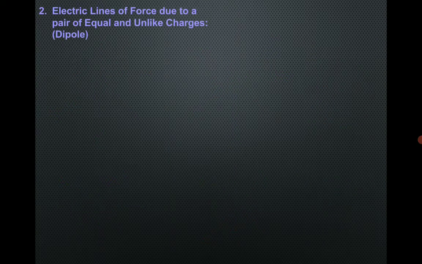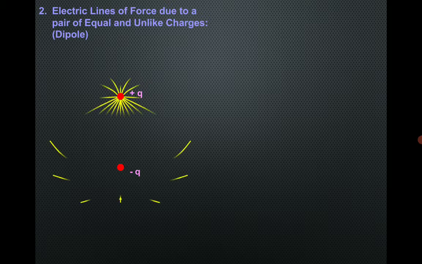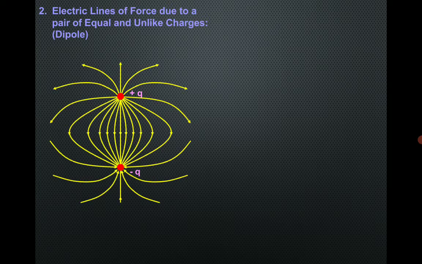Next, electric lines of force due to a pair of equal and unlike charges, or dipole. If equal and opposite charges are placed at a very short distance, that combination is called a dipole. So we are going to have the electric lines of force pattern due to the dipole. So this will be the pattern of electric field lines or electric lines of force due to a dipole.